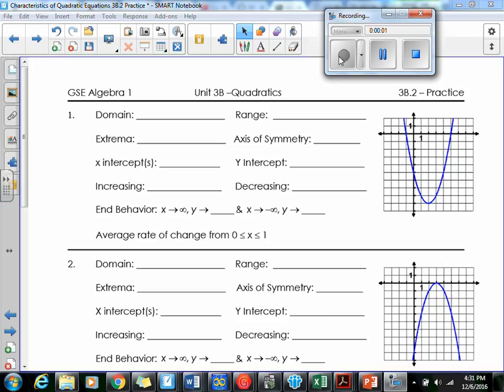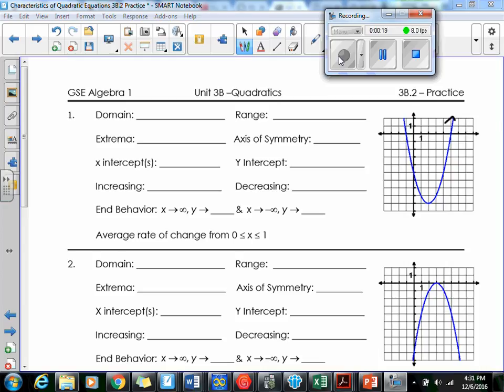Okay, so let's look at this. This is on the next page, and this is just asking some questions based on a graph. I'm only going to go through one, and hopefully this will be helpful for you so that you can answer the questions on the other one. Number one is referring to this graph right here.